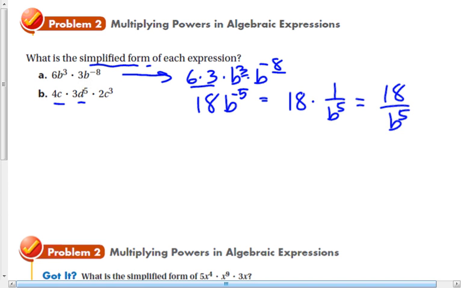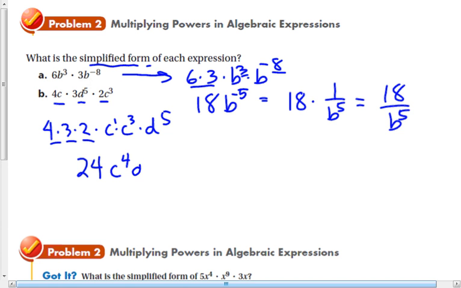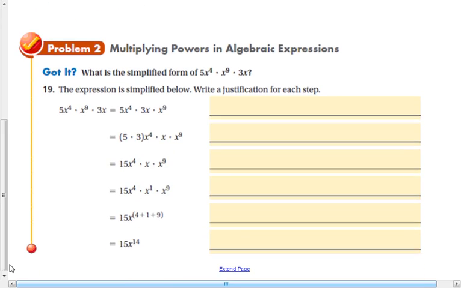Okay, again here we can rearrange multiplication because it's commutative and associative, so I can write 4 times 3 times 2 times c to the 3rd times d to the 5th. And now I can simplify that. 4 times 3 times 2 is 24. C to the 1st times c to the 3rd is c to the 4th, and d to the 5th, and that's the simplified form. All right, you try that.